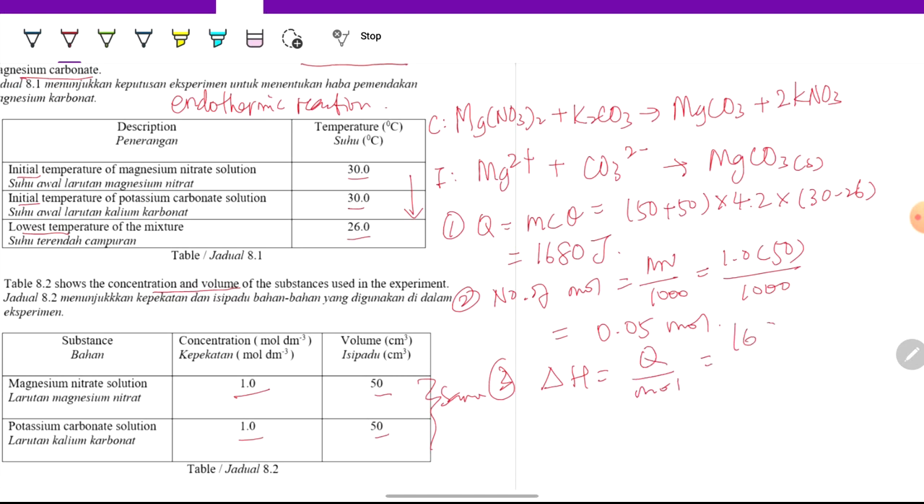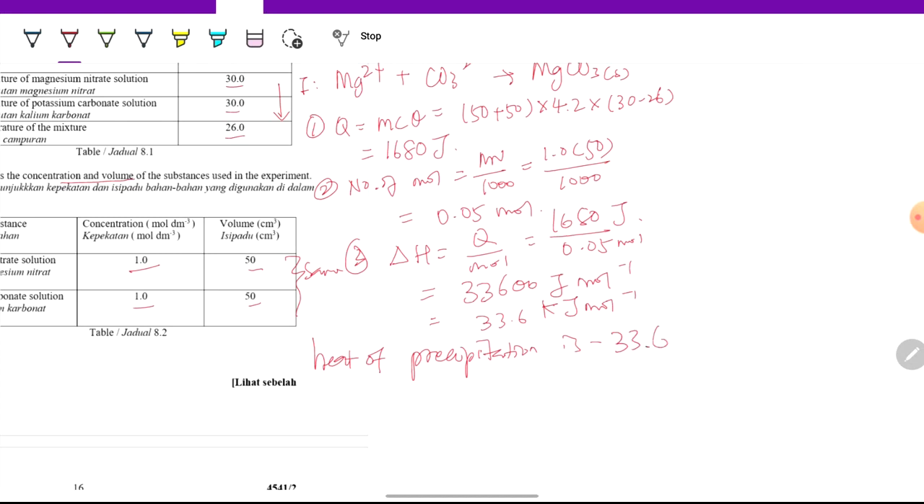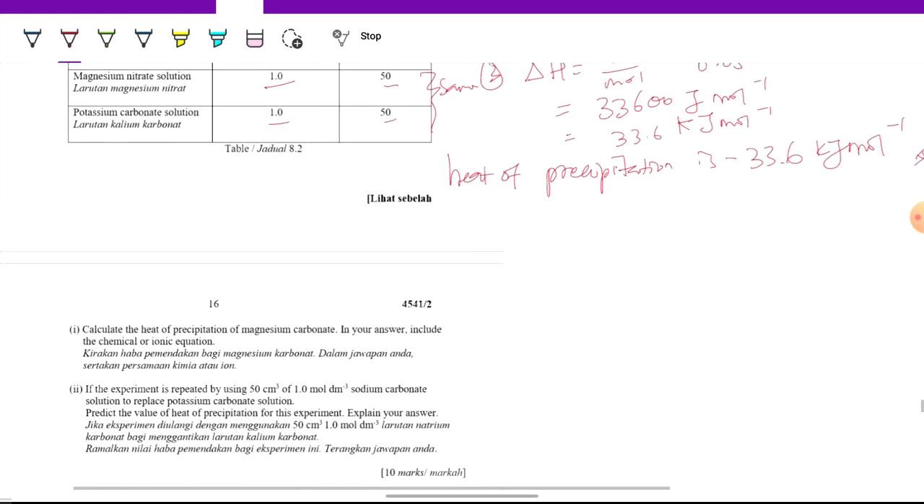Third, delta H equals Q over mole. So it's 1680 divided by 0.05 mole. These are in joule, so you will get 33600 joule per mole. If you want to change to kilojoule, it'll be 33.6 kilojoule per mole. Then finally, because this is endothermic, the heat of precipitation is negative 33.6 kilojoule per mole. This is how we do the calculation.